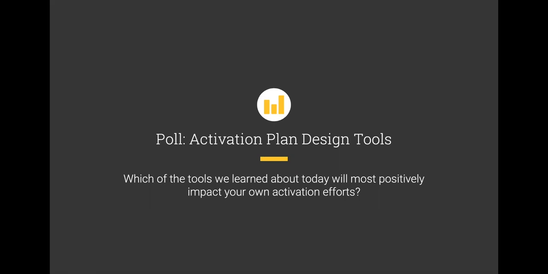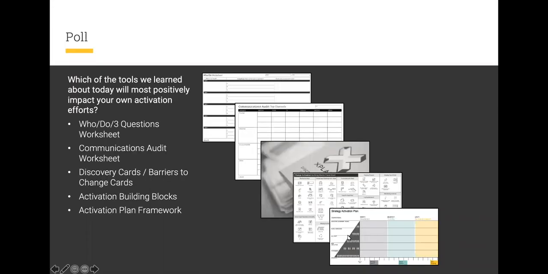As a reminder, we learned about 5 core areas. Number 1, the Who, Do, and 3 Questions worksheet, which is a tool to actually start to understand who are our stakeholders and what are their motivations. Second, we looked at a communications audit worksheet to understand what's the context of the organization, how do they learn information, and how can we take advantage of that.